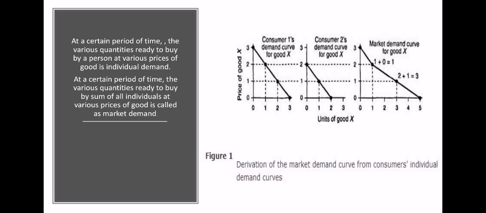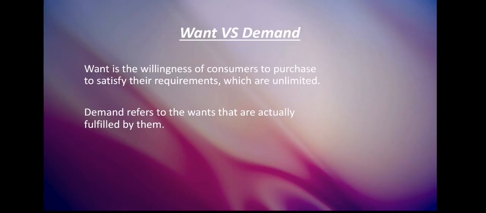Now these demand curves clearly show us the difference. The first one is consumer one's demand, then consumer two's demand, and then the market curve. The market demand curve has been obtained by adding the individual demands at separate prices. When you just add it, you can get the market demand curve. What you have to remember here is that the market demand curve is always much steeper than the individual demand curve.